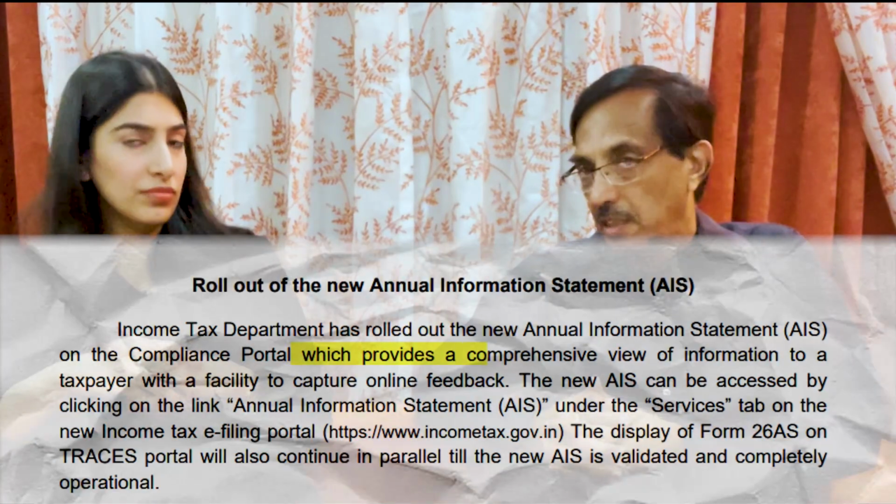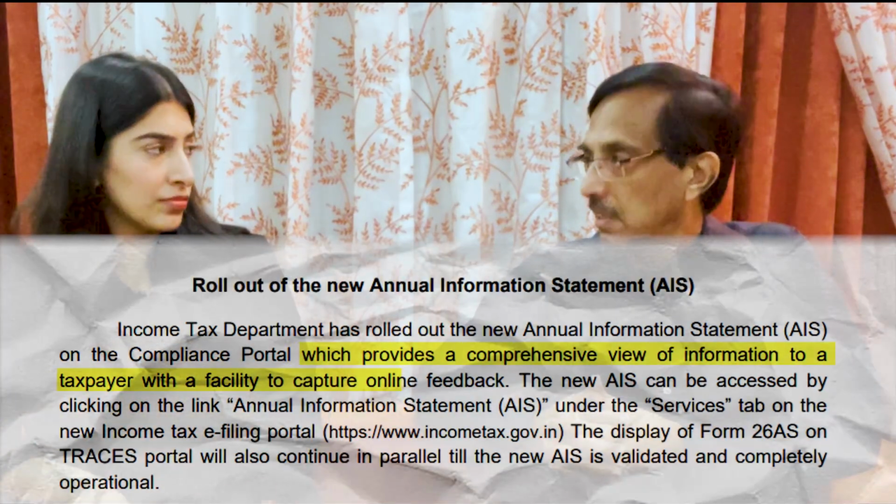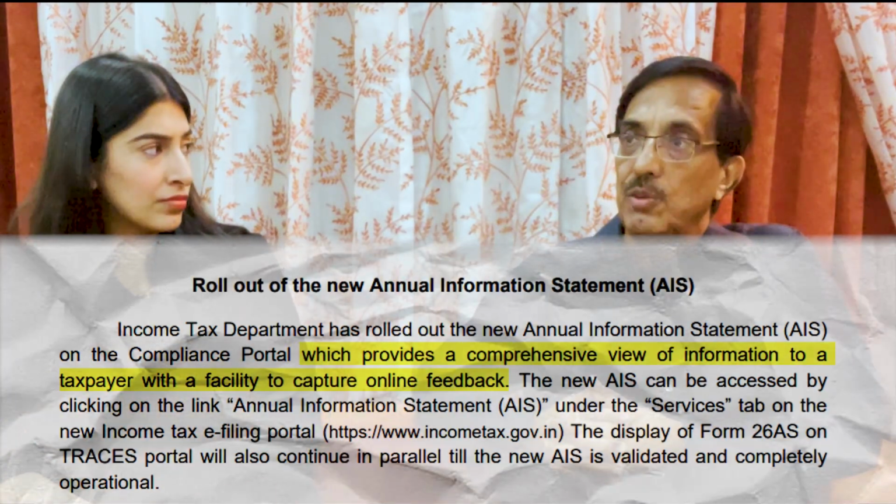So this is very confusing, right? It is not at all confusing, Keerti. See, there's a wonderful initiative which the government has taken recently. They have come out with the AIS, that is Annual Information Statement. Earlier there was 26AS. Now we should be thankful to the government, and they have launched it very recently.